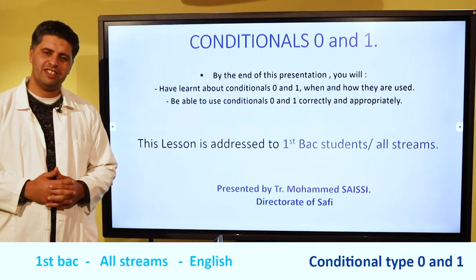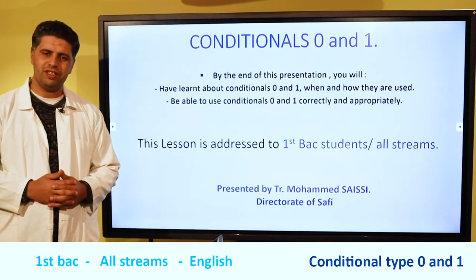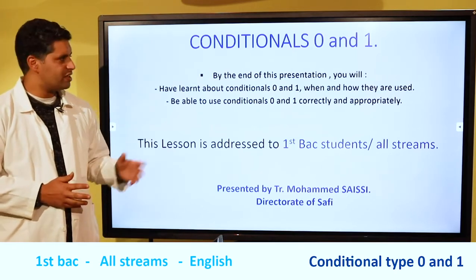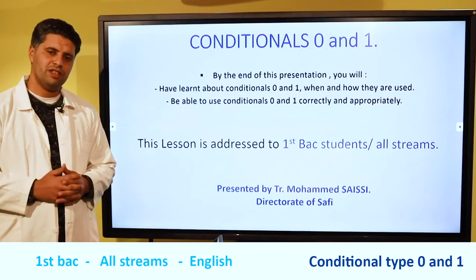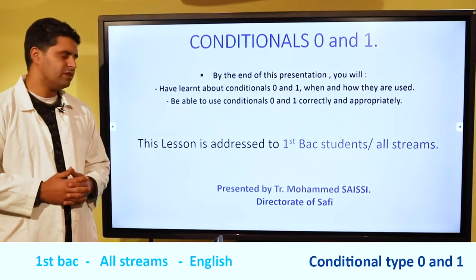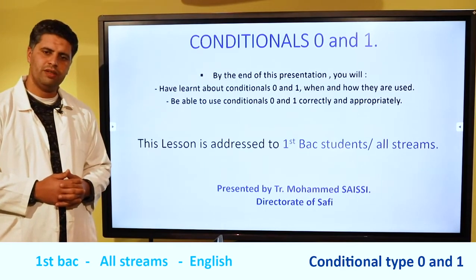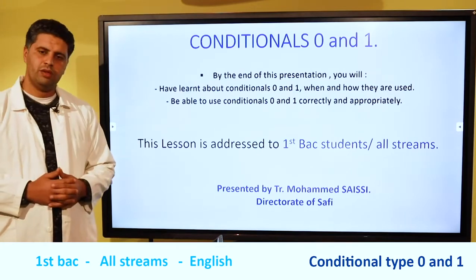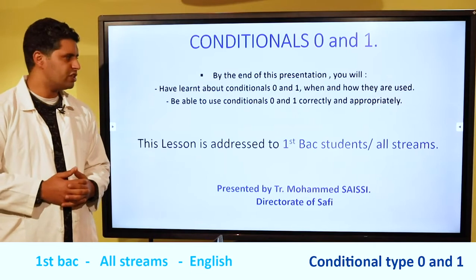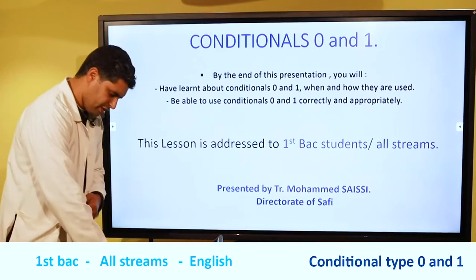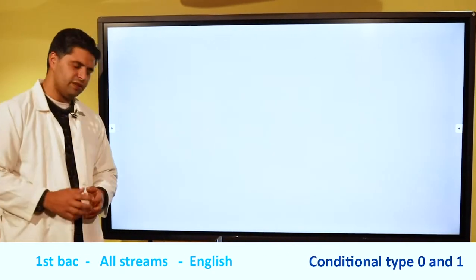It is one of the lessons that you have in the first year of BAC. The title of the lesson, as you can see on the screen, is the conditionals 0 and 1. So by the end of this presentation you will have learned about conditionals 0 and 1, when and how they are used, and you will be able to use conditionals 0 and 1 correctly and appropriately. Great, so let's get started.